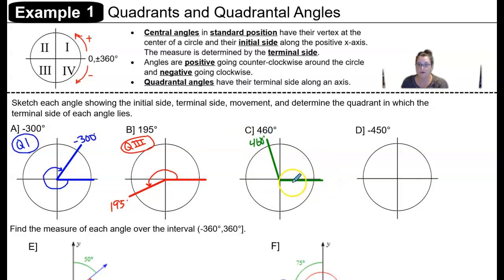And I have to show the direction of movement, so I started at the initial side. I rotated counterclockwise 1 complete revolution, and then another 100 degrees to reach the terminal side. And that terminal side lies in quadrant 2.